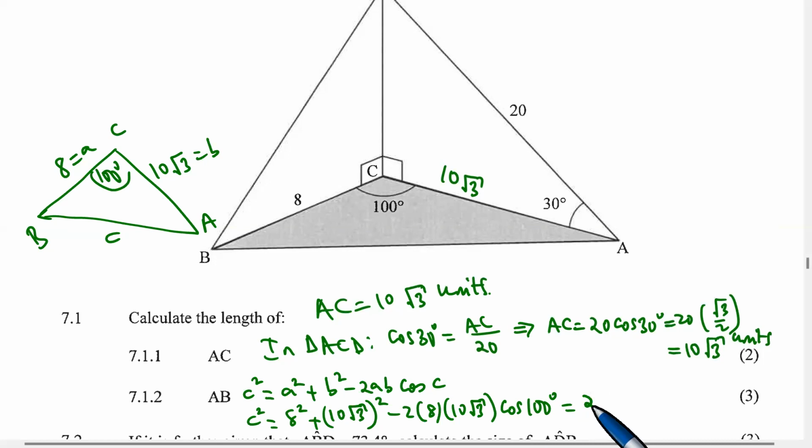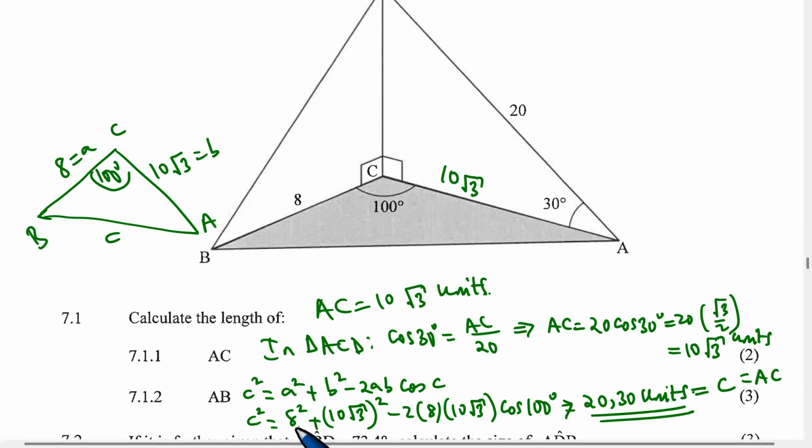Use a calculator. This is 20,30 units. So, okay, this is what we get, but now you take the square root of the answer. That will give us the length of the small c, which is AB.